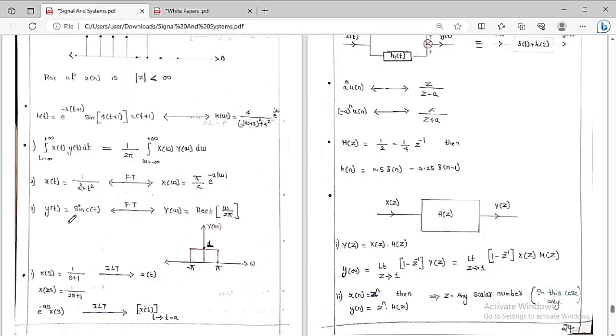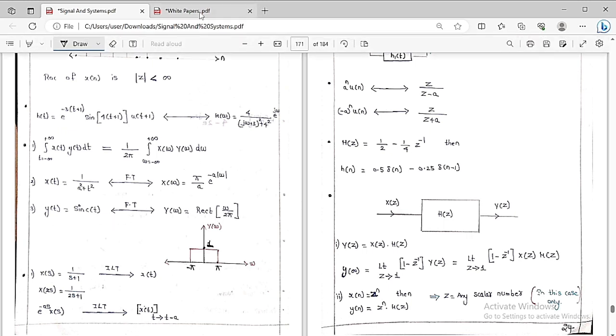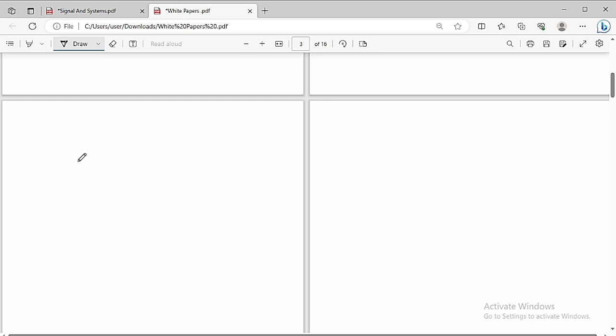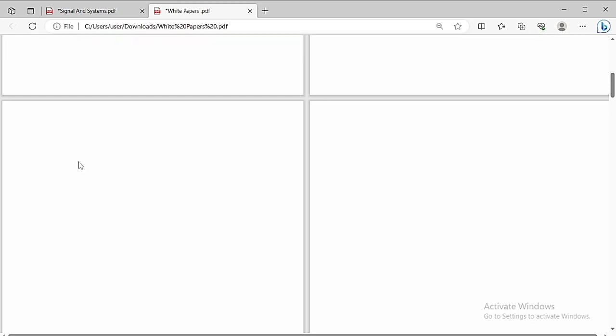Now let's go for another point, which is if y of t is equal to sinc of t, Fourier transform, which is y of omega, is equal to rectangle of omega by 2 pi. So rectangle of omega by 2 pi, that we are going to get. So how to get this one? Let me prove this concept. See, I already told you, suppose you have a rectangle pulse of amplitude A and a width of T. Width of T means this is T by 2 and this is minus T by 2.